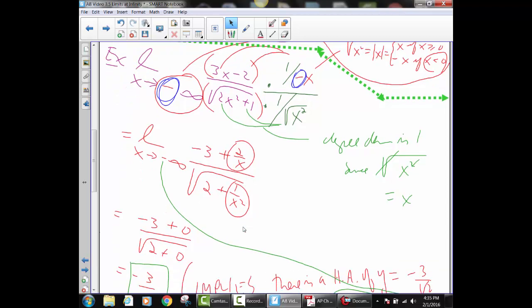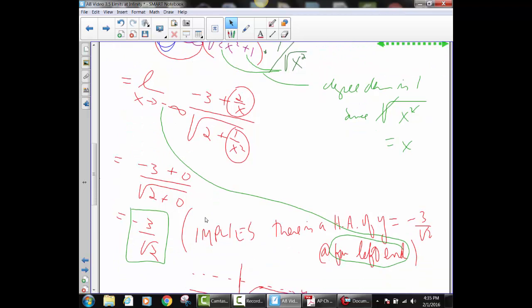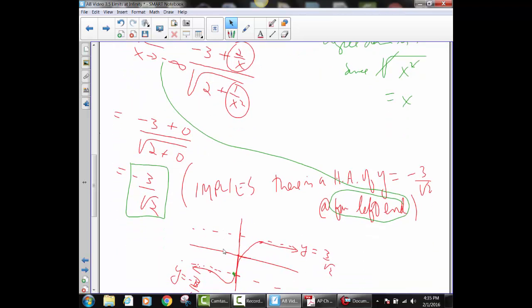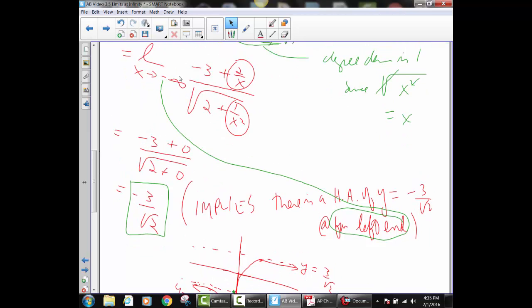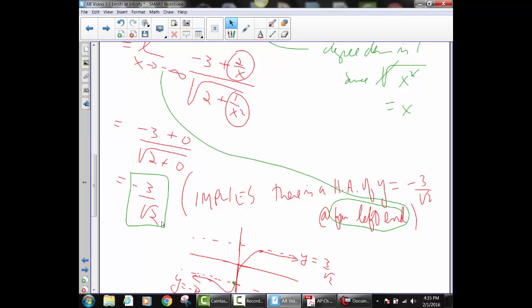All of that's in a radical. As x is going to negative infinity, both of these fractions will go to 0, and you'll see I get an answer of negative 3 over root 2, not positive. And this implies that at the far left end, I'm going to negative 3 over root 2.